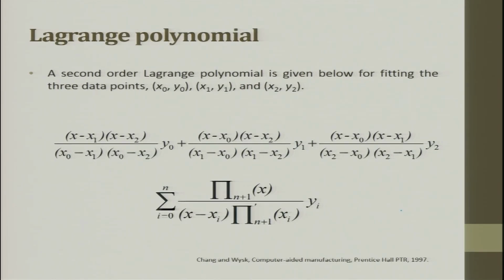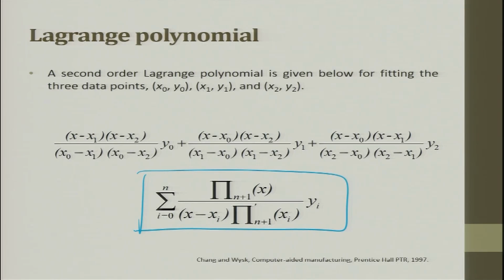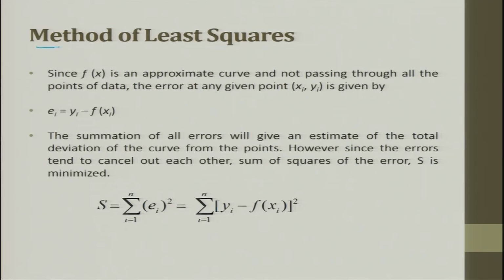So, an aerofoil curve fits with the data points. Here we use the Lagrangian polynomial. A second order Lagrangian polynomial is given below for fitting the 3 data points x0, x1, x2. So, this can be represented by this. On fine tuning this can be represented in this form. The method of least squares is also used in order to have a best curve fit.